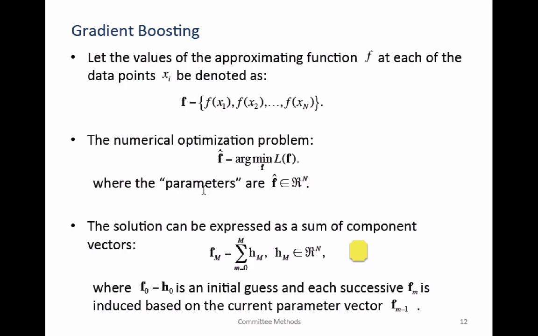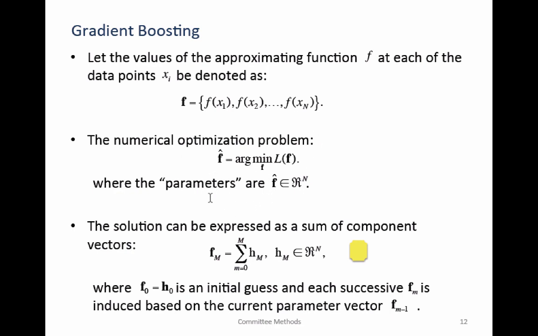Okay, so this is a little bit of notation. Again, we're going to think about the approximating function, which is our y hat, at each of the data points xi. This is going to be a collection of the individual predictions, f of x1 all the way to f of xn. So this is the training set. This is what we want: the full vector prediction of the training data.